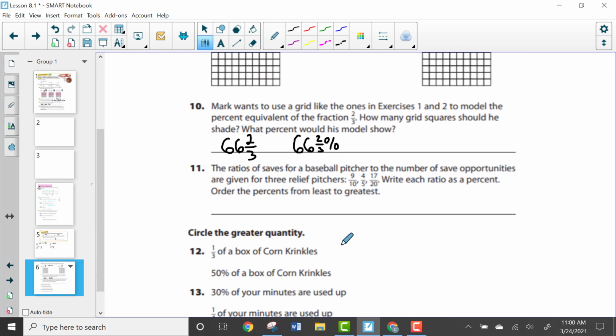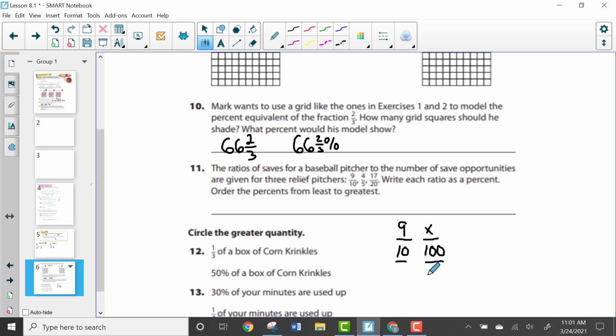Taking a look at the ratio, number 11, it says the ratio of saves for a baseball pitcher to the number of save opportunities are given for 3 relief pitchers. Write each ratio as a percent. Order the percents from least to greatest. So what we can see here is we have 9/10, or 9 to 10. It's going to equal a certain number over 100. Remember, percents are always out of 100, so we take the total, and then we have to figure out the missing number here.